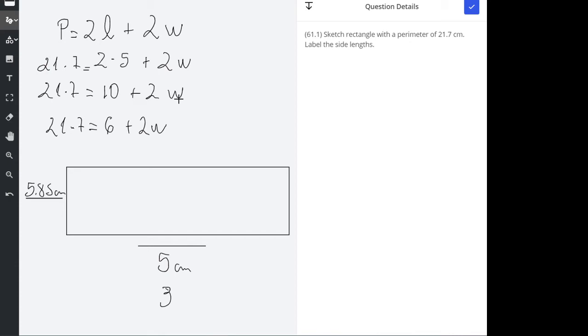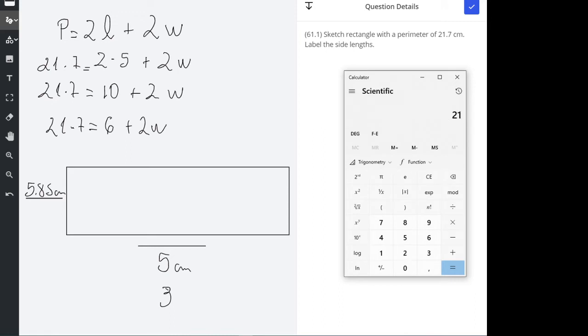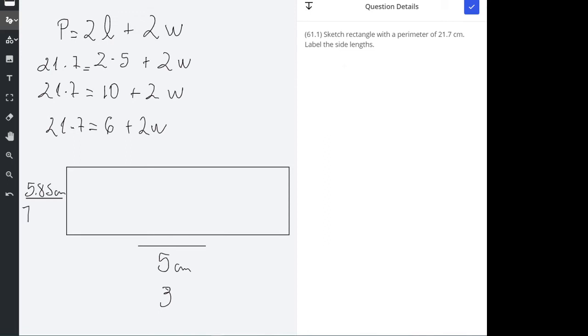Let me use the calculator again. 21.7 minus 6 is 15.7. I need a number times 2 that is 15.7. Divided by 2, this number is 7.85. Okay, 7.85. And we have the perimeter equals 21.7. And so on, okay? We can guess a lot of numbers here.